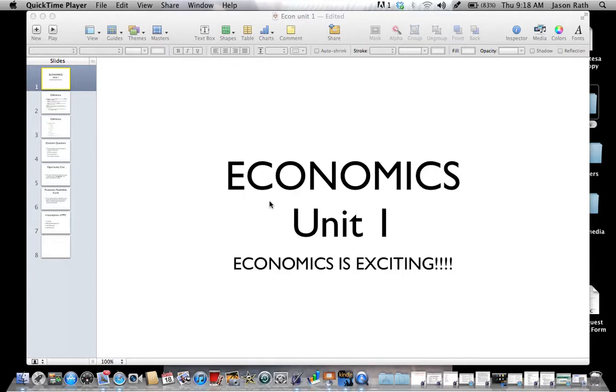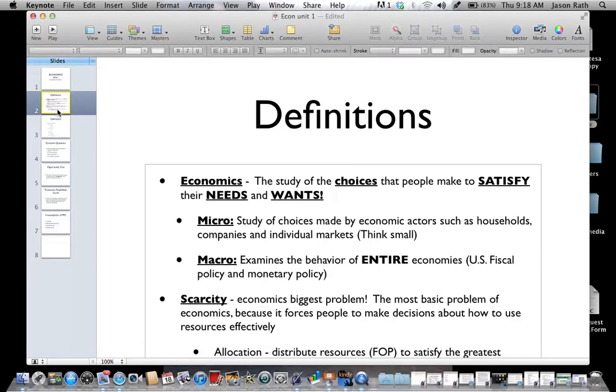Alrighty, we're at Economics Unit 1. Remember, economics is exciting. You always got to have that motto to get through this because it's easy. Alright, let's take a look at some definitions real quick on what they are.